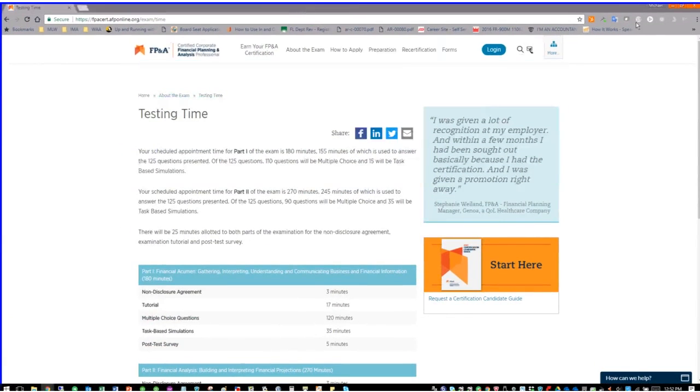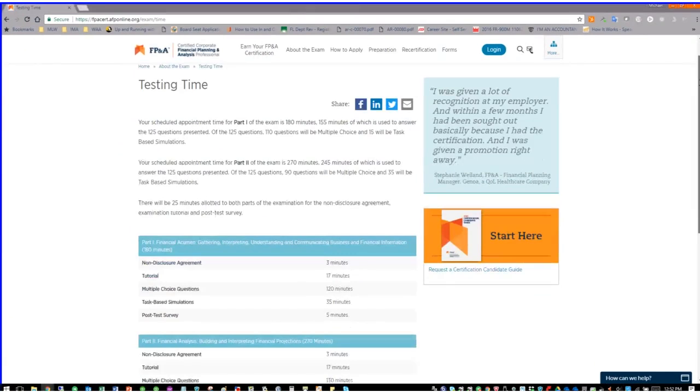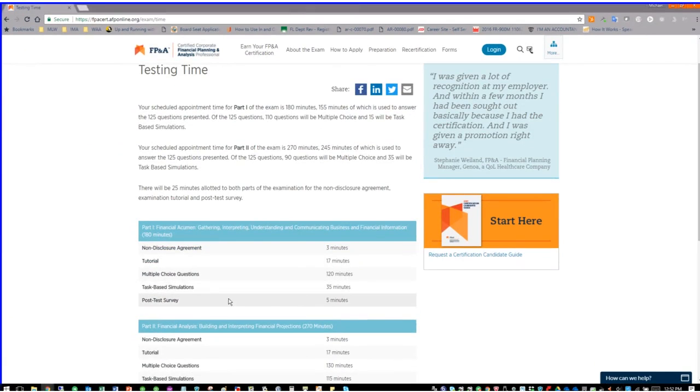So this is a summary of the actual testing time. Remember I said to you the first section is 155 minutes. It's more than that because from the moment you walk in, there's a non-disclosure agreement. They have 3 minutes for that. There's a tutorial that's 17 minutes. So altogether, you've got 20 minutes before the timer starts, before you start the actual exam. Here's your actual exam, 120 and 35.